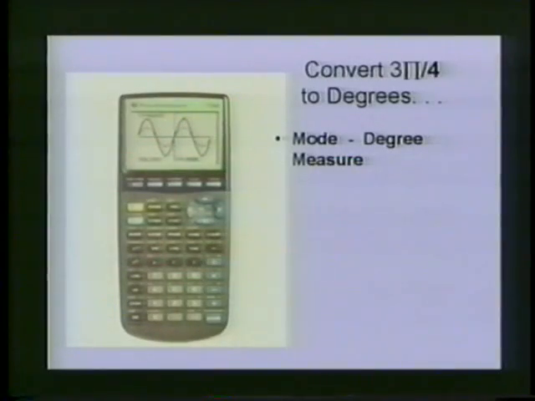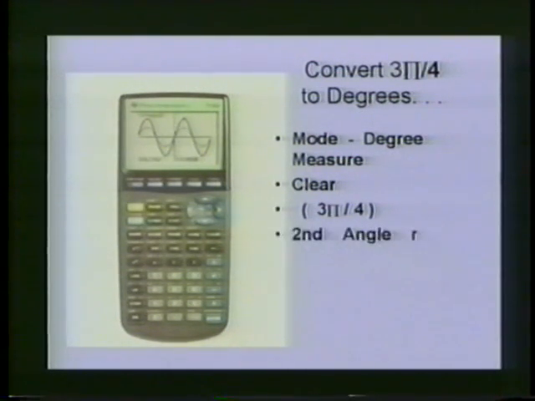Let's look at full screen. First thing, if you want to end up in degrees, you'll have to put your mode into degree measure. So you'll go mode, cursor down and over to degree, and hit enter and clear out. Now, find your parentheses. They're right below the cosine and the tangent. Put that in, put your 3 and put in your pi. You'll have to do your second button to put that in. Divided by 4 and parentheses.